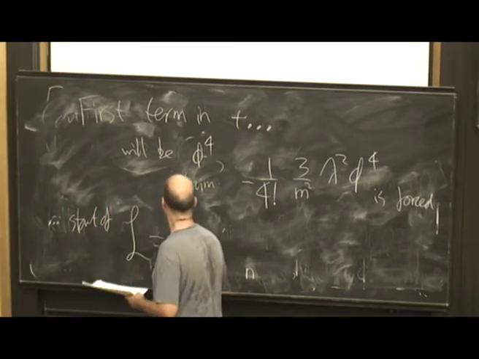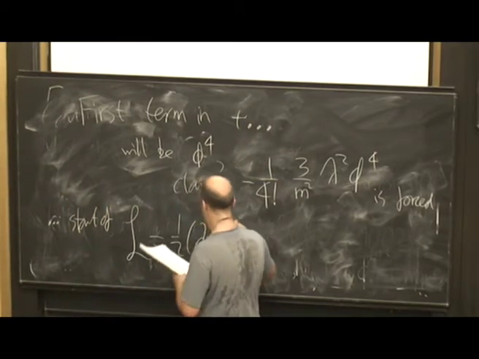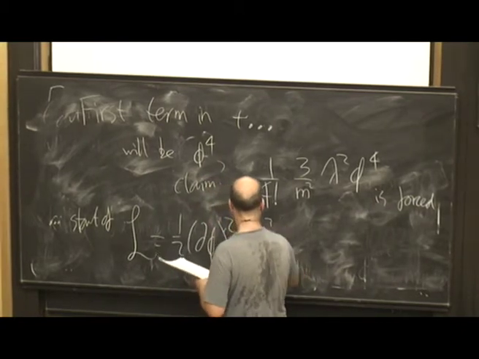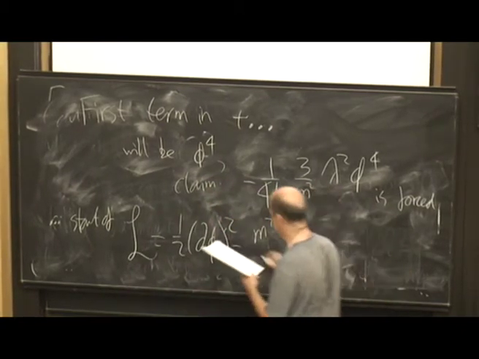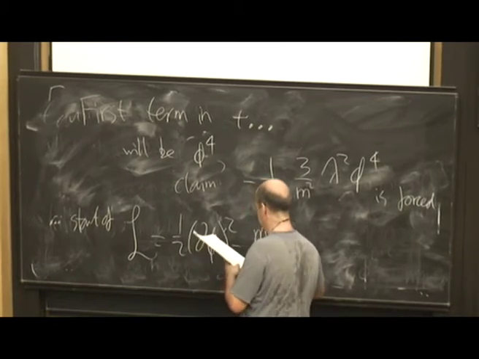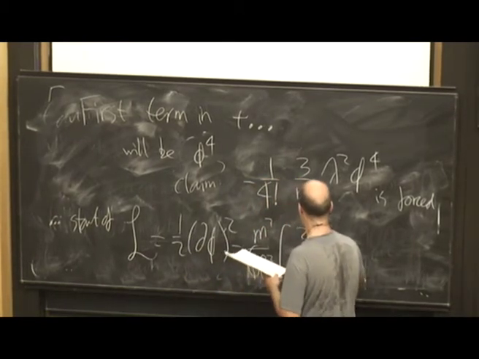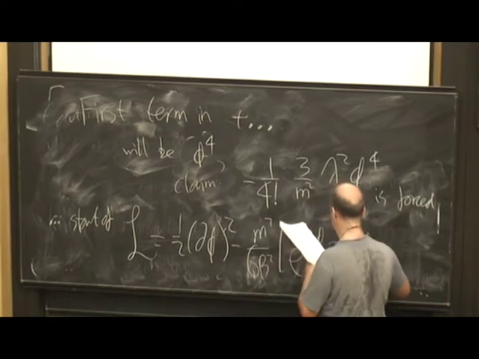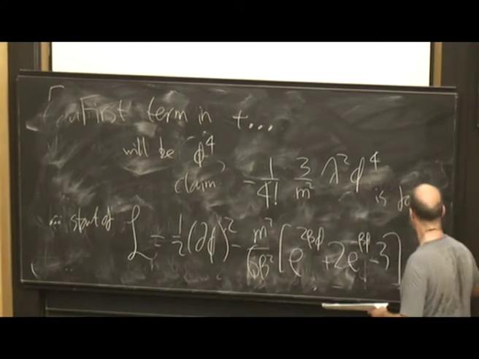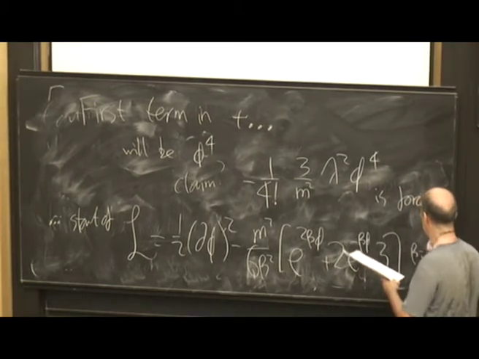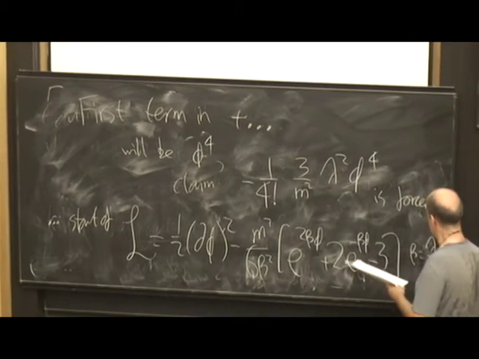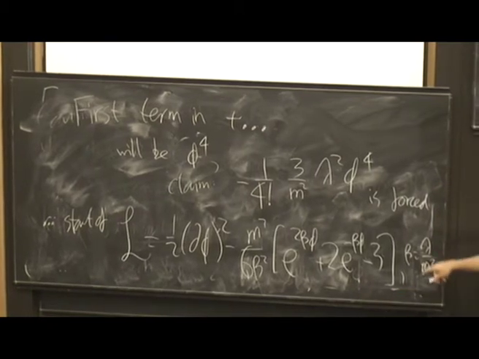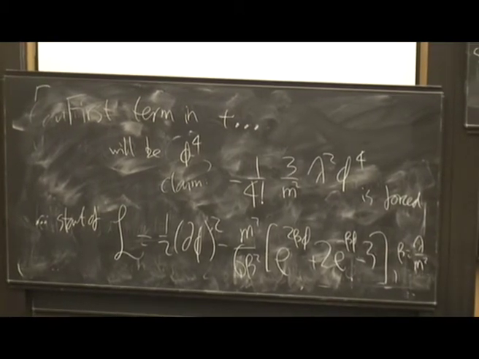the start of L is a half d phi squared minus, again changing my normalization slightly, n squared over 6 beta squared times e to the 2 beta phi plus 2 e to the minus beta phi minus 3, with beta is lambda over n squared. If you expand that out up to phi fourth terms, you should generate the 2 terms that I've got written down now.